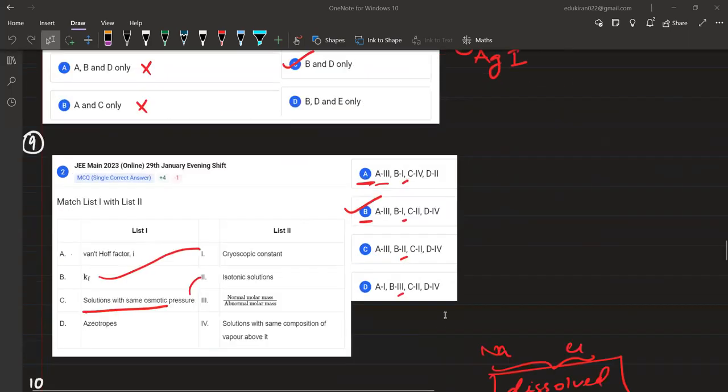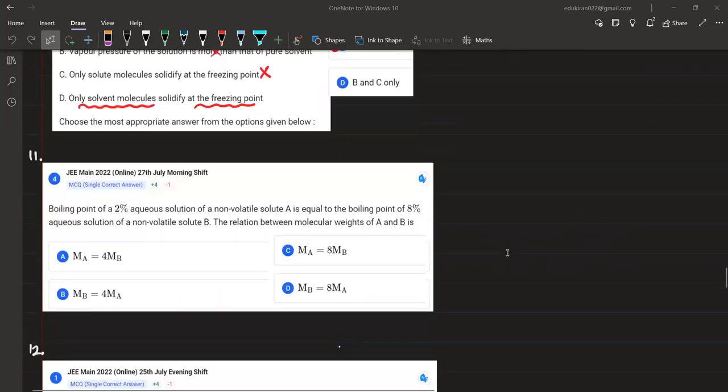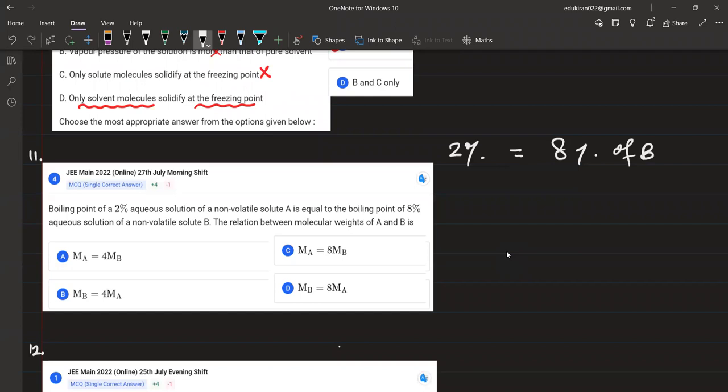Haan, ye sawal dekhi aap. This is important. Boiling point of a 2% aqueous solution of a non-volatile solute A is equal to boiling point of 8% aqueous solution of non-volatile solute B. Okay. So, A ka 2% is equal to the 8% of another one. Okay. Solution A is equal to, this is 8% of B and 2% of A. Okay. Now, you tell me, which one has lower molar mass? Iska molar mass kam hoga, A ka ya B ka?